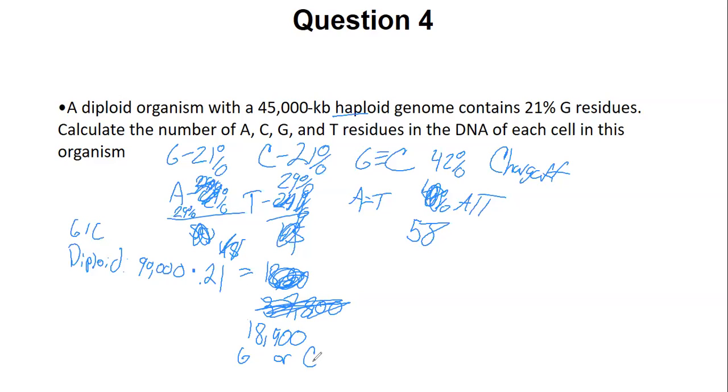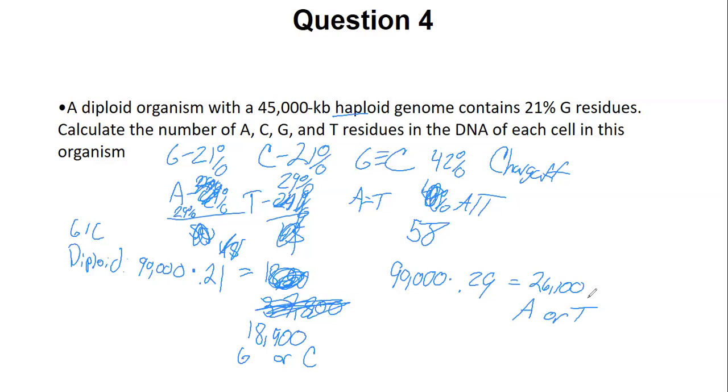So A and T, we can do the same thing. Take our 90,000, multiply by 0.29. And the amount of A and T we get is 26,100. So that's A or T. So that's one way to do it. You can do it via percentages.